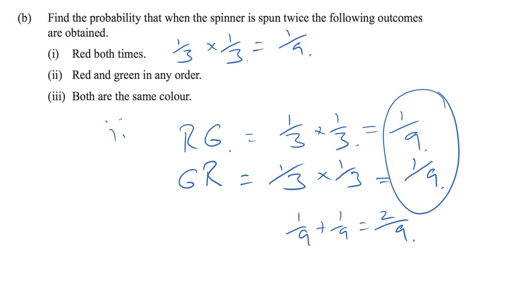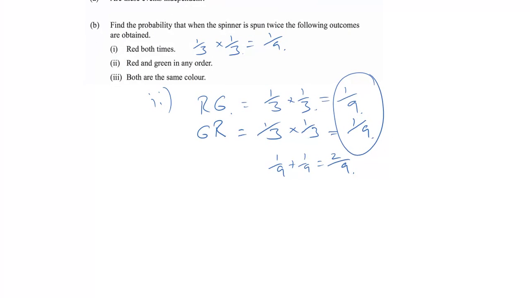Okay, in the same way, part 3 is asking us for both being the same color. So this means the combination of 3 different probabilities, right? We need to think about red, red, plus blue, blue, plus the probability of green, green. Now, we've already seen red followed by red is 1 over 9. And of course, blue followed by blue is also going to be a third times a third, which is also 1 over 9.